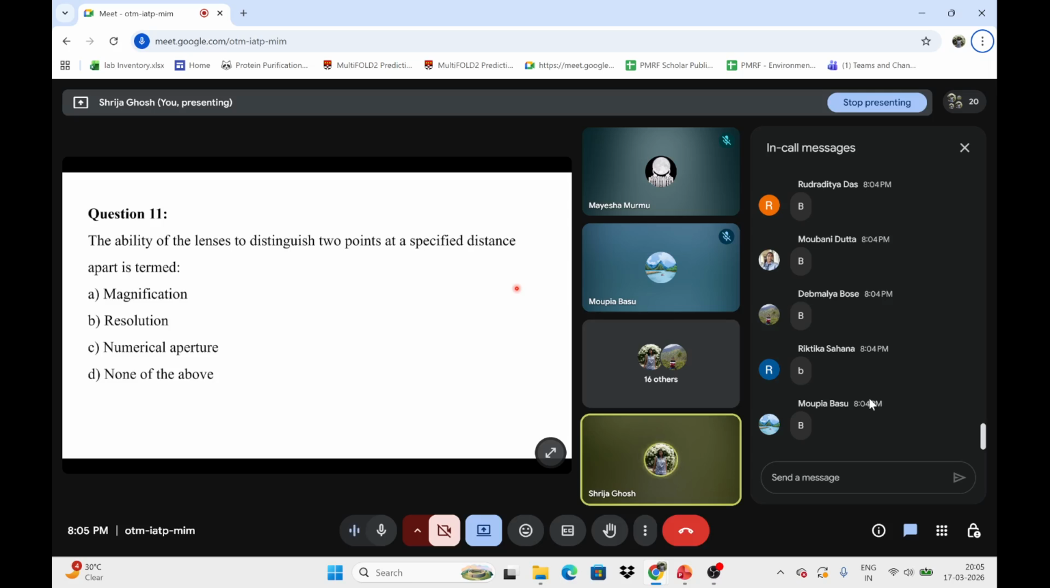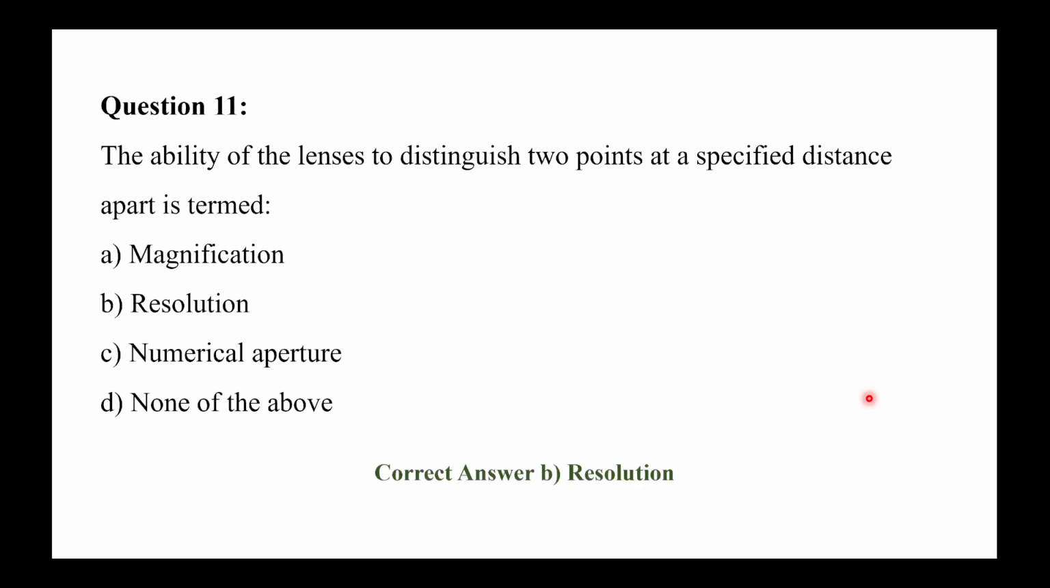Ability of lenses to distinguish 2 points at a specified distance apart is termed as. Okay, so all of you have answered option B, resolution. That is the correct answer. So resolution basically means the ability of a particular lens or particular device to separate two objects, like to distinguish two objects as separate entities.